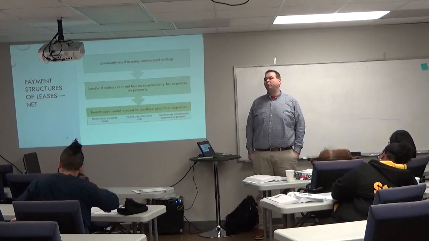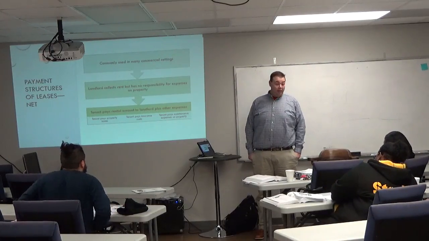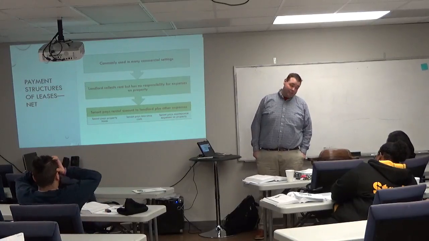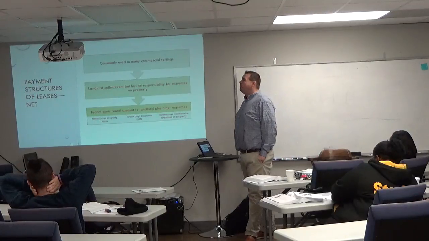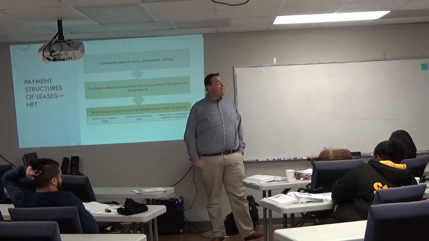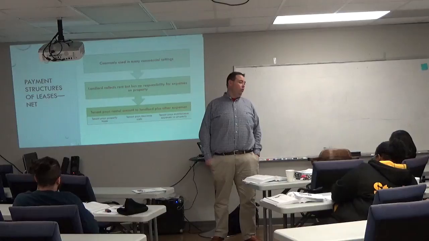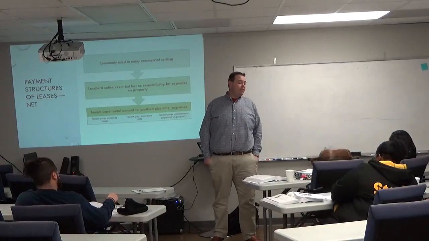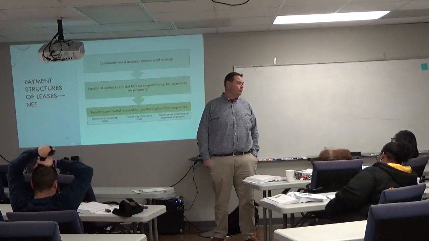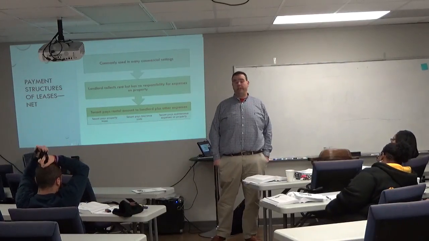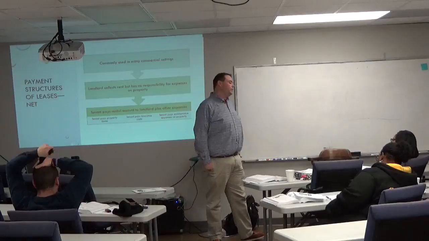So we said net means what? After taxes or expenses, after expenses are deducted. So the tenant is going to pay a net rent to the landlord. What that means from the landlord's perspective is they don't have to pay anything after that. Once they put the rent in their pocket, they're done. Because who's going to pay the taxes on the property?